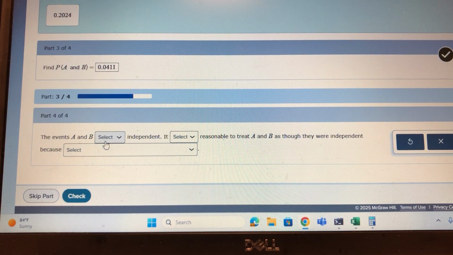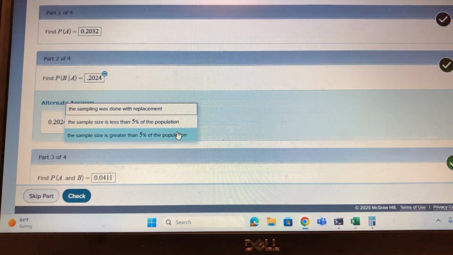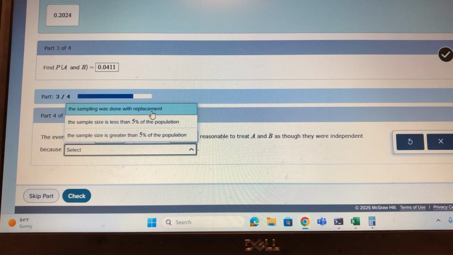Events A and B are or are not independent. They're probably not independent. I'm going to put not right away. It is reasonable to treat or not reasonable to treat as though they were independent. It's not reasonable to treat them independent because one draw can affect the next one. I don't know if that's how they're going to word it, but the sampling done was not done with replacement, it was done without replacement.